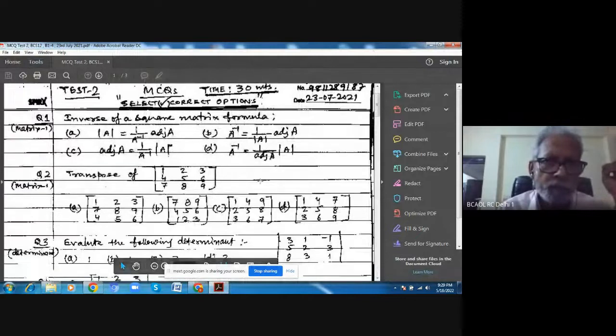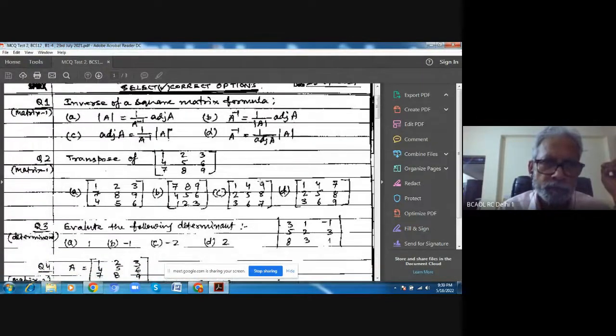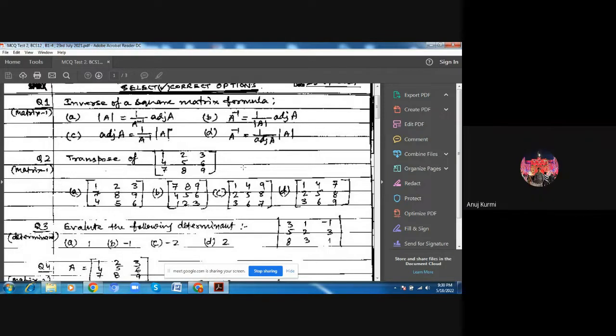Now, who can tell? Anybody can tell me which is the correct answer? First question. It is from the matrix. Invert the square matrix formula. Which one is the correct formula? Option A, B, C, D. B, sir. B.